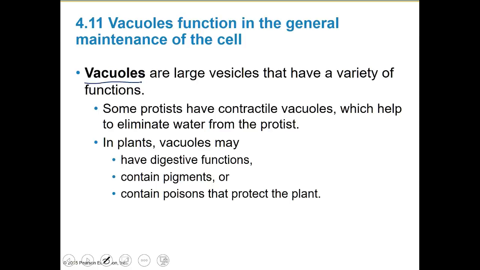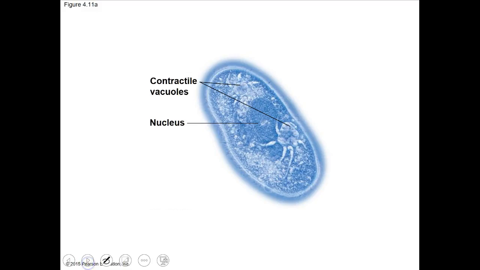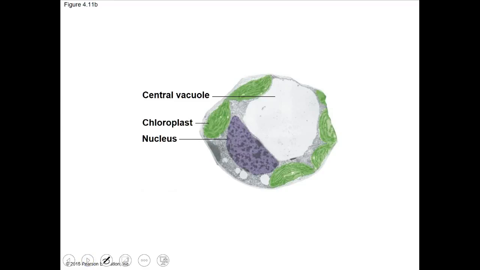Vacuoles are kind of these large vesicles that have a variety of functions. Some protists have contractile vacuoles that actually help them eliminate water. Plants have vacuoles for some digestive functions and pigments, and they have some poisons in them. That's pretty cool. If you can't move, you've got to come up with all kinds of things to do. We'll try to look at this contractile vacuole in paramecium a little bit later. It's pretty cool to watch them squeeze in as they try to remove water. Pretty gnarly.